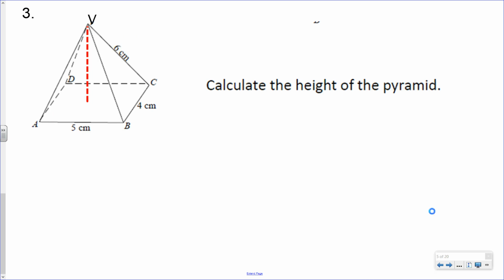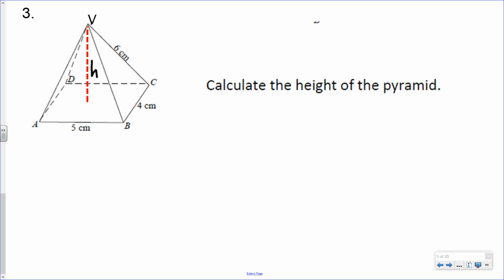Okay, one last example. So we've looked at cones and cuboids. This last example looks at a pyramid. This pyramid has a rectangular base, and we are looking to calculate the height of this pyramid, which is shown by this red line.